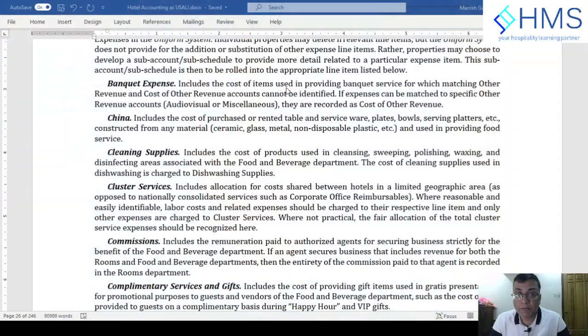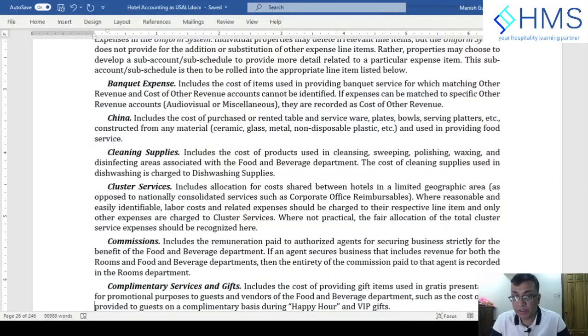I will be giving you this list of the expenses together with the definitions as an attachment, so you can always have a ready reference to read all of them. I will not be reading it from the screen, but rather explaining and discussing the practical aspects of all these definitions. The first line item that you will find in the profit and loss statement is the banquet expenses.